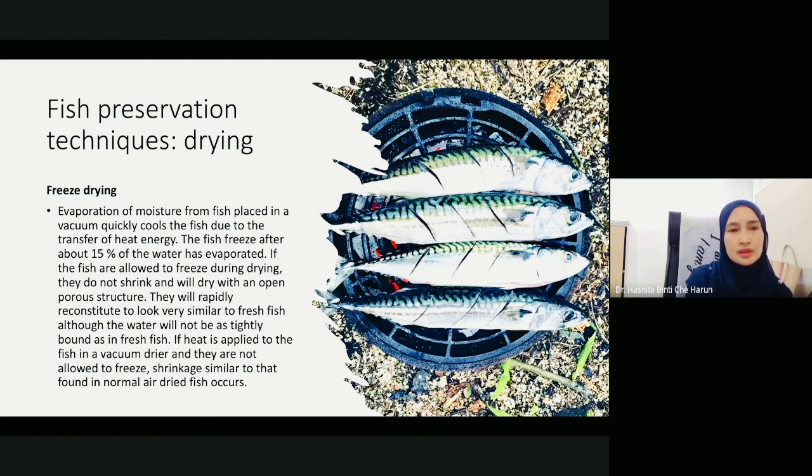So if the fish are allowed to freeze during drying, they will not shrink and will dry with an open porous structure, so the effect of this will maintain the quality of the fish similar to the fresh fish, although the water will not be as tightly bound as in the fresh fish.